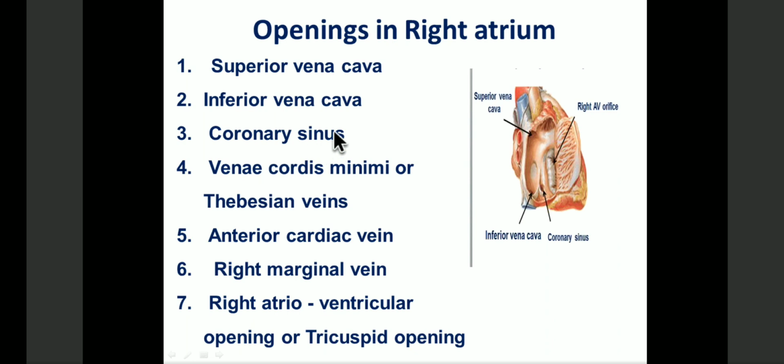A big vein present on the posterior aspect of the heart, the coronary sinus, also opens into the right atrium. Then small veins which are draining the heart or the atria, which are called venae cordis minimae or the Thebesian veins, also open into the right atrium. The right atrium is the venous side which receives all the venous blood and transmits it to the right ventricle through the right atrioventricular opening or tricuspid opening. So that is another opening in the right atrium.